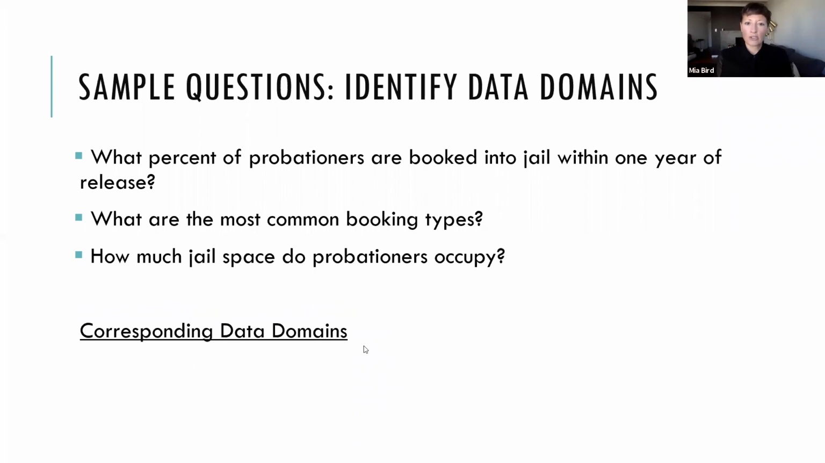So what percent of probationers are booked into jail within one year of release? This is something you might want to answer from the probation department perspective, and it may be helpful to bring in jail data in order to answer that question. Second, what are the most common booking types for those individuals that are booked into jail? So what are they being booked for? That's a question that's interesting to both probation and the jail system. And then lastly, how much jail space are those individuals who are under probation supervision when they enter occupying? This is probably a question that's most interesting to the jail system.